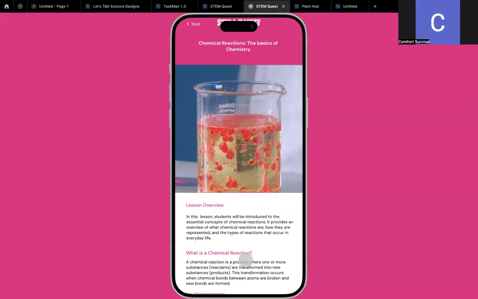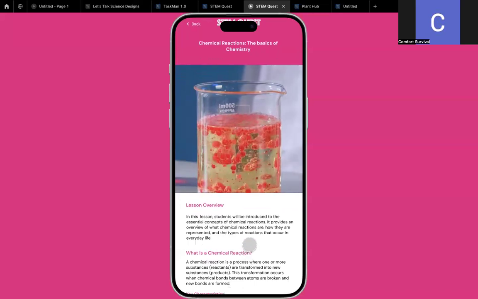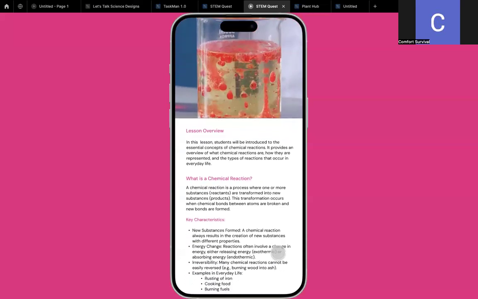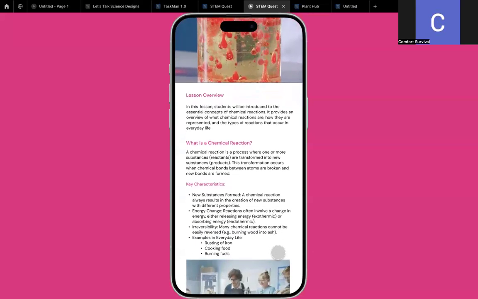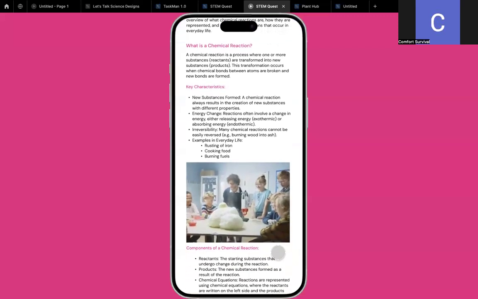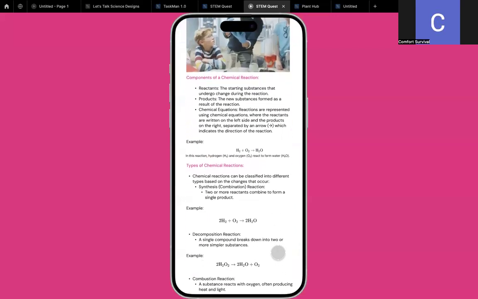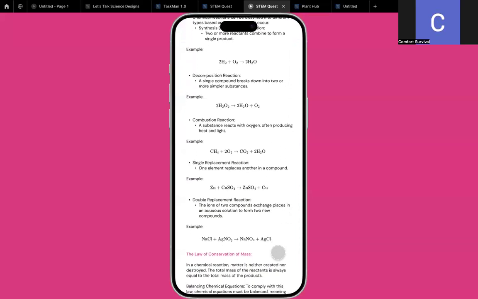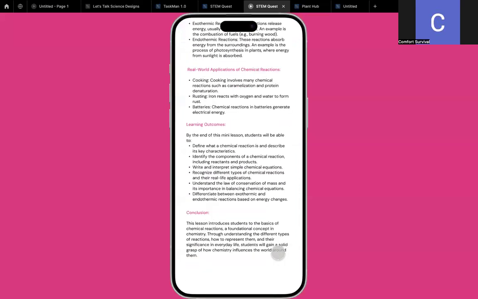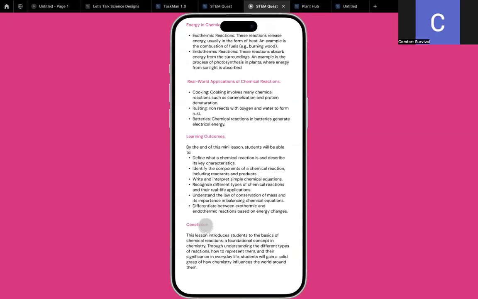So students will be introduced to the essential concepts of chemical reactions. This lesson provides an overview of what chemical reactions are, how they are presented, and the types of reactions that occur in everyday life. So students get the opportunity to learn about chemical reactions and their key characteristics. They get to test their hands on some formulas, and at the end of the day, they have some learning outcomes, what to expect to learn from this lesson, and the conclusions that they can draw.